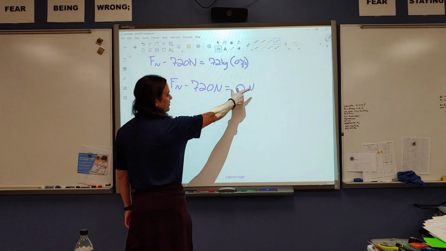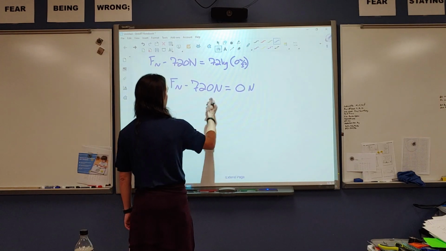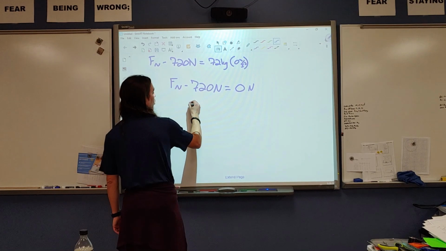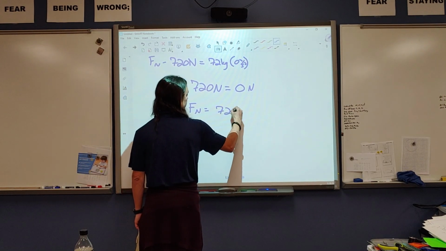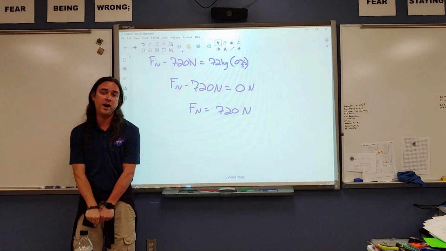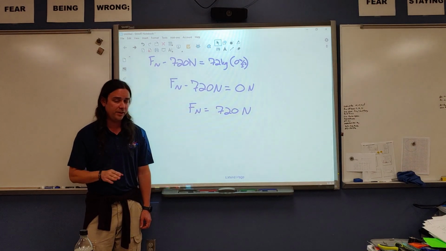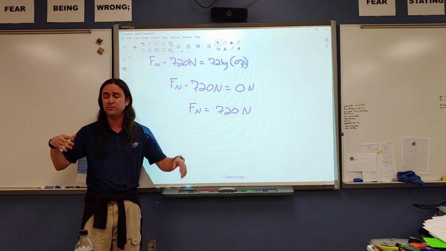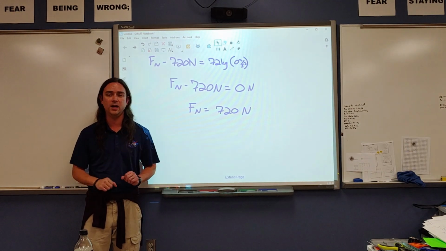Although it looks a little weird to have 0 newtons because it looks like I'm just saying on. But in this case, I have 0 here. I can now solve for my normal force, and I get that my normal force, I add the 720 over to the other side, and I find that my normal force is equal and opposite to the force of gravity. But once again, not because of Newton's third law. They do not have to be equal and opposite. They have nothing to do with Newton's third law because they're two different types of force.